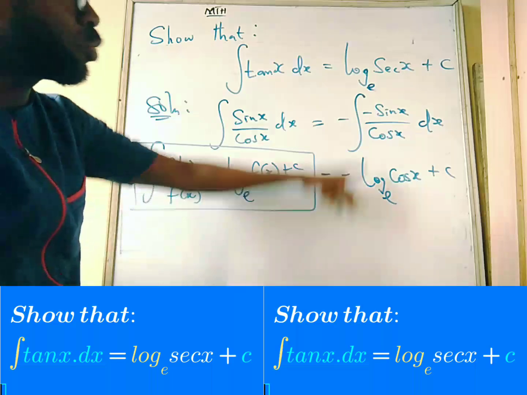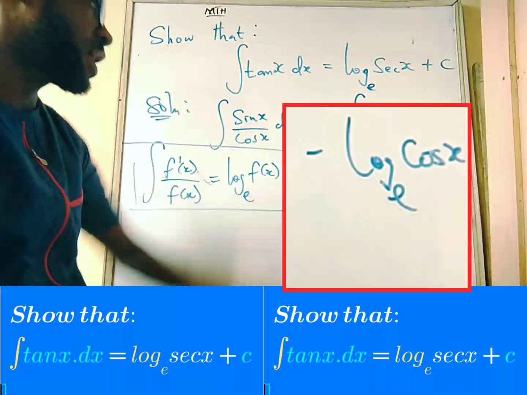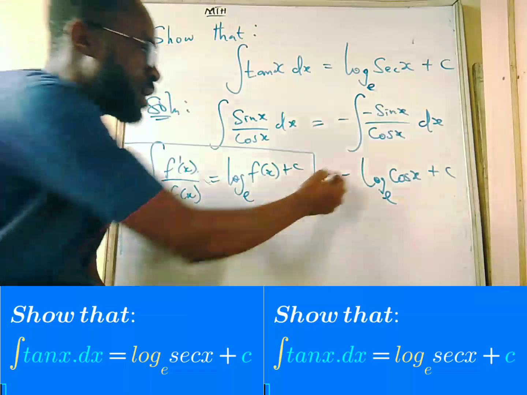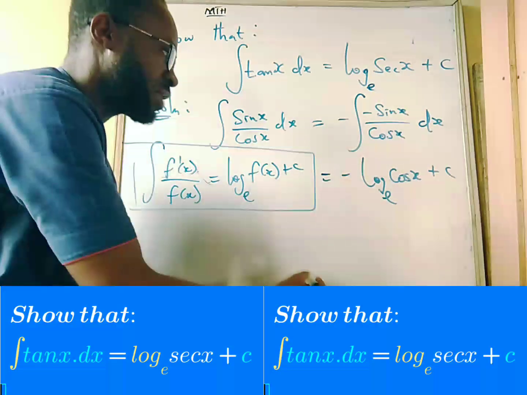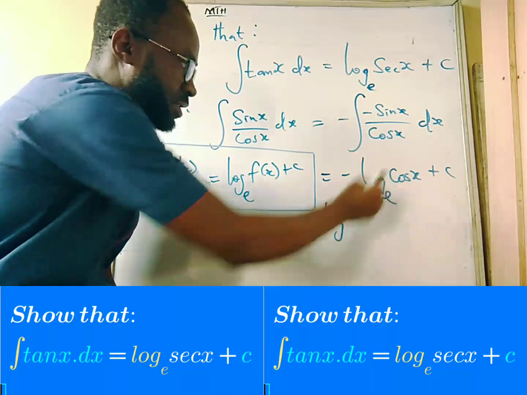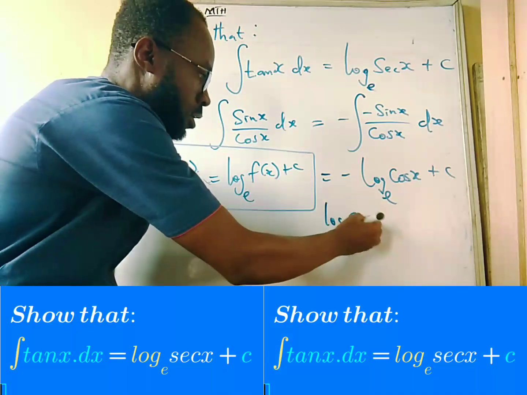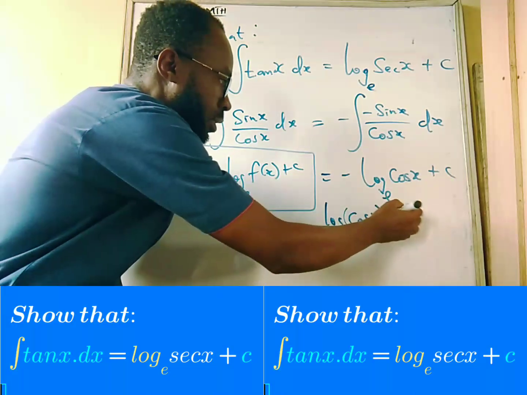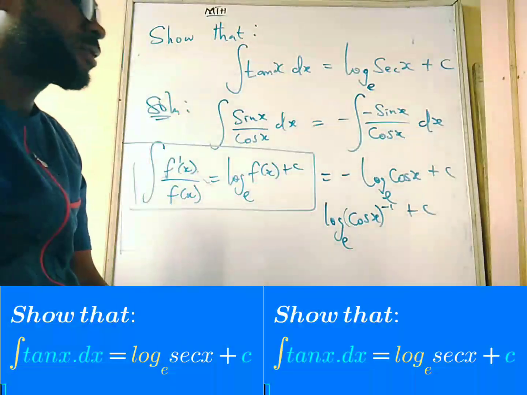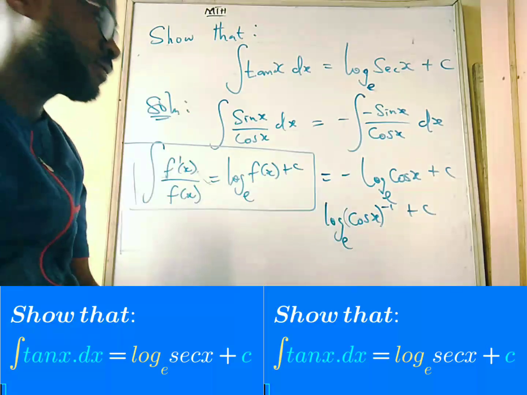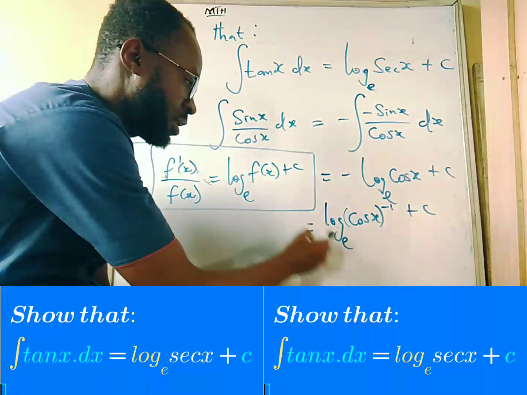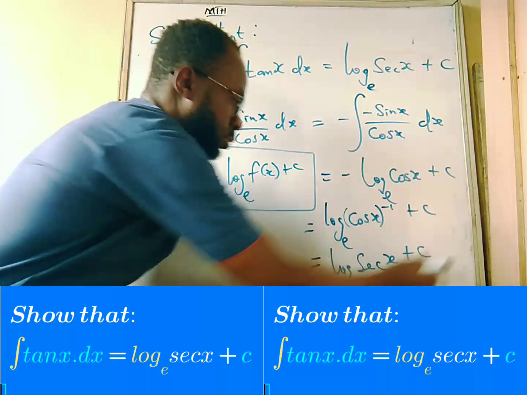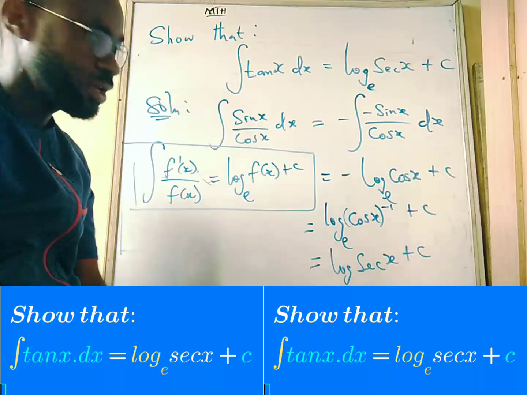But remember, we want to make it look like this. Now, this minus sign, if I apply my law of logarithm, simply means minus 1 as well. So I can write this logarithmic function as cos x raised to the power of minus 1, then plus c. And of course, the inverse of cos x is the same thing as sec x, plus c. And so this is the solution.